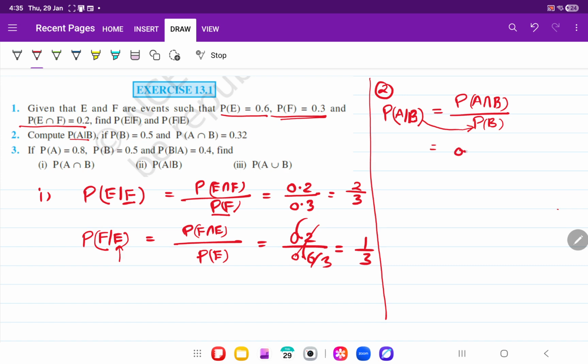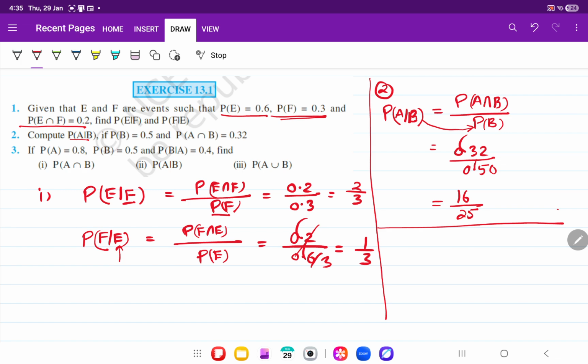So the intersection is given 0.32 and P(B) is given 0.5. So if I cut it, you will remove, and if you cut it, you will end up having 16 by 25. This is the answer.